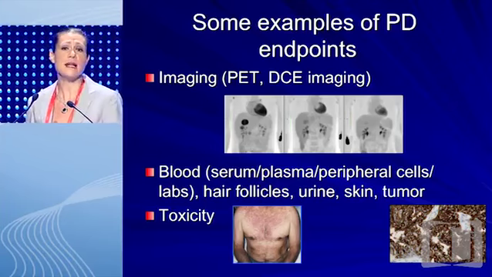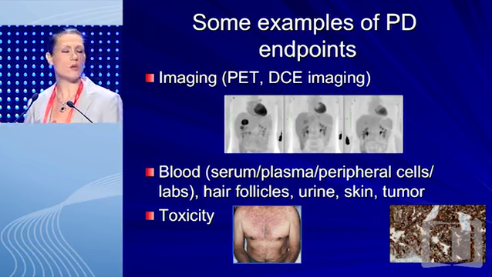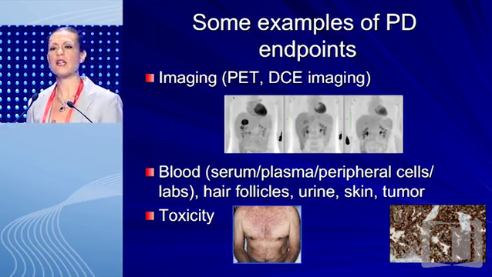So here's some basic examples of pharmacodynamic endpoints. We have imaging endpoints, including PET scans and dynamic contrast imaging. We have multiple different types of blood tests that we use: serum, plasma, peripheral cells, hair follicles, urine, skin, tumor. I'm going to show you some examples of these, as well as toxicity. And that does project better. The rash, for instance, that's associated with EGFR inhibitors.